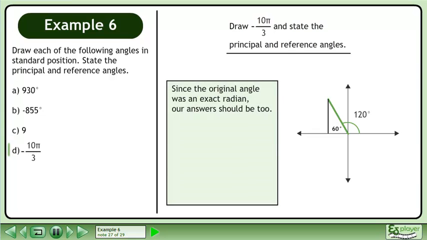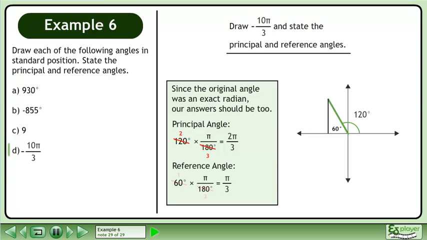Since the original angle was an exact radian, our answer should be exact. The principal angle, 120 degrees, can be multiplied by pi over 180 degrees to get 2 pi over 3 radians. The reference angle, 60 degrees, can be multiplied by pi over 180 degrees to get pi over 3 radians.